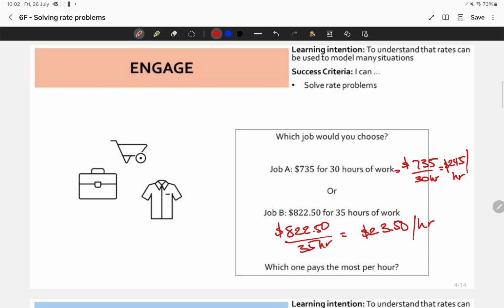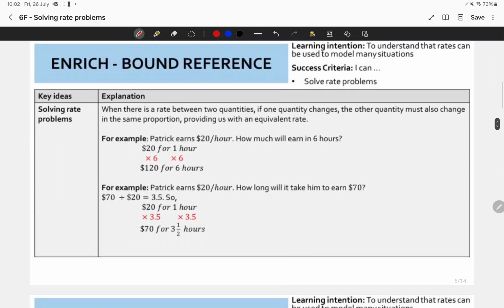So with this, it looks like you're going to get less money, the 735. This one you're going to get more money, but this one is actually a better option because you get more money per hour that you work. So that's why it's important to know how rates work when you're comparing two different things. All right, we've done this stuff before when we're solving the rate problems.